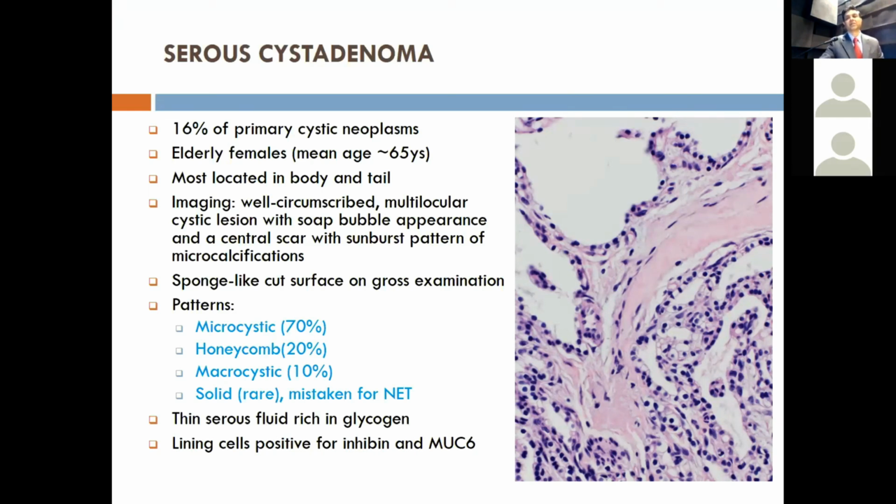More than 70% have microcystic morphology, as seen in this image, with cysts which might range from a couple of millimeters to 1 or 2 centimeters, and they're lined by these very bland appearing cells with clear cytoplasm. On imaging, they appear as well circumscribed multilocular cystic lesions with soap bubble appearance, and they show a central scar with sunburst pattern of microcalcification. The lining cells are rich in glycogen, that is why they are PAS positive, and they have been shown to be positive for inhibin and MUC6.